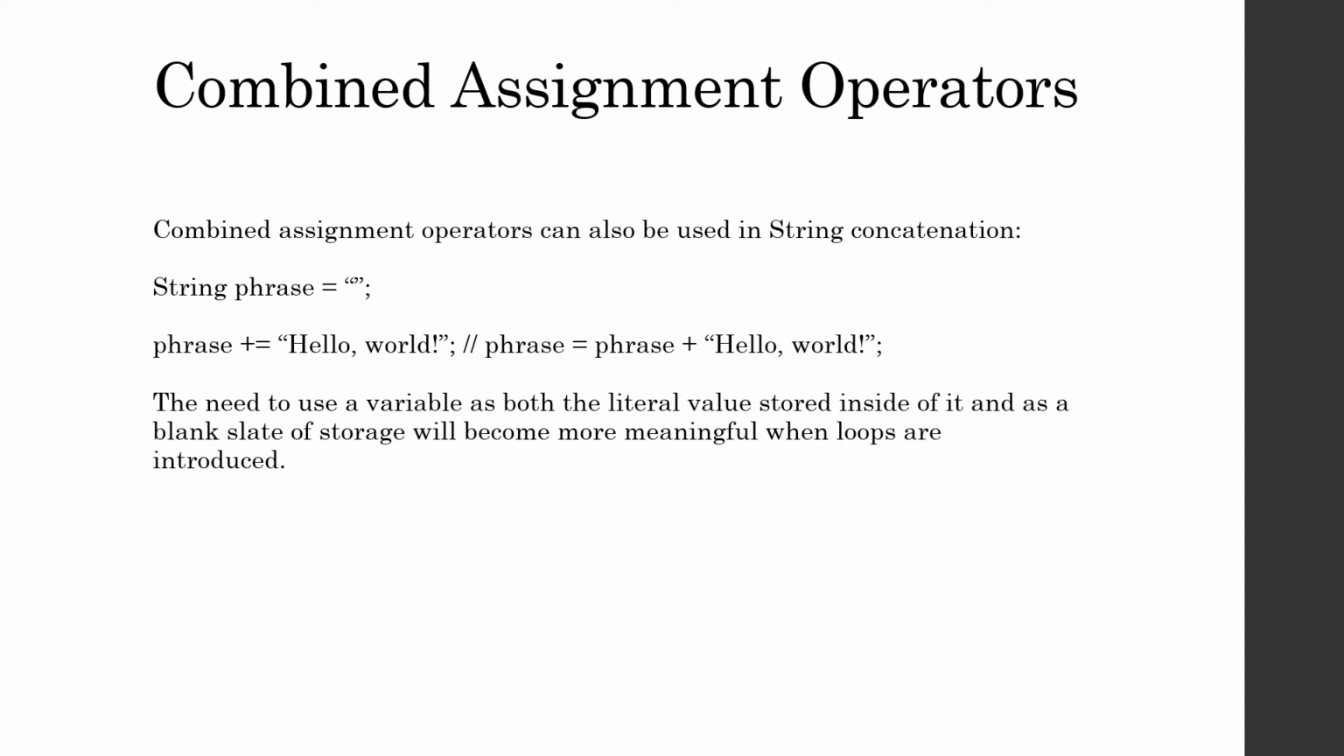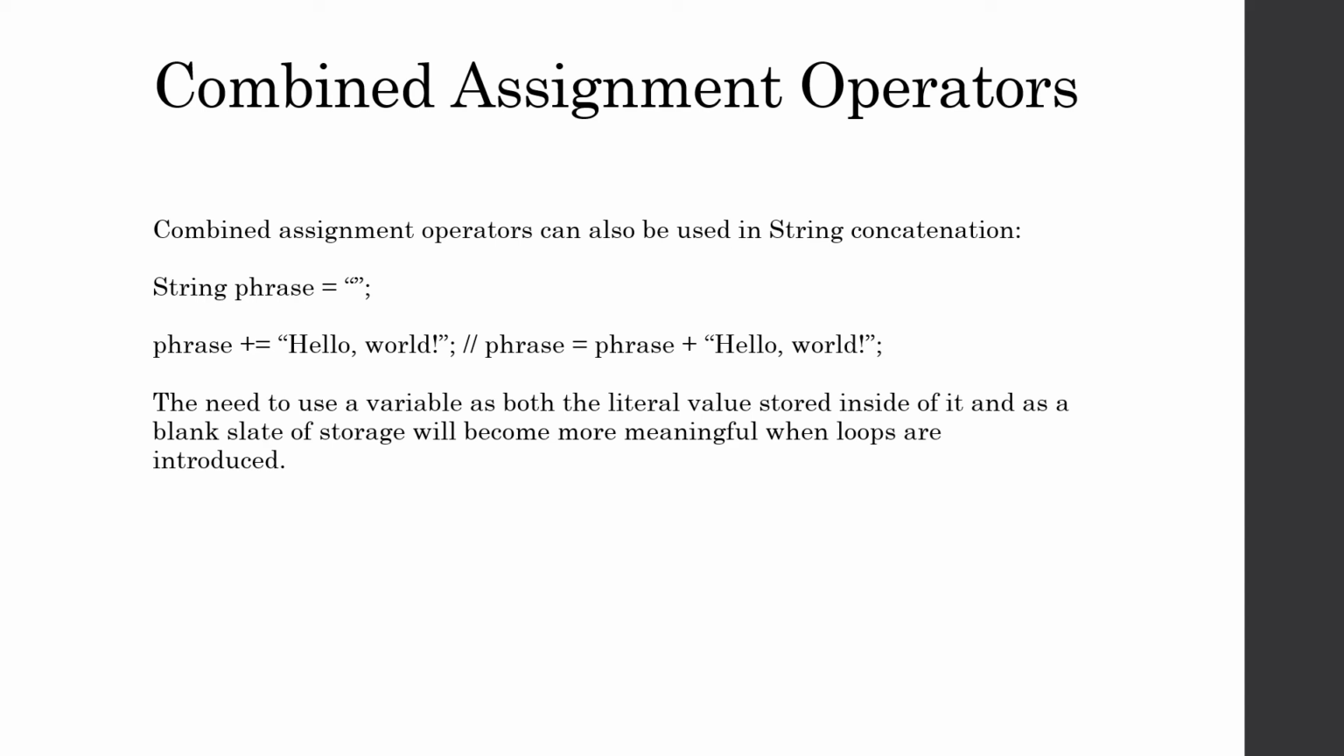I should note that for this particular situation, when we're dealing with string concatenation, as well as some cases with our arithmetic operators, there's a need to use a variable both for the literal value that's stored inside of it, so being able to use it on the right-hand side of the assignment operator, and as that blank slate of storage, so also using it on the left-hand side of the assignment operator. This will become more meaningful when we get into loops, which will be a fair bit later on.